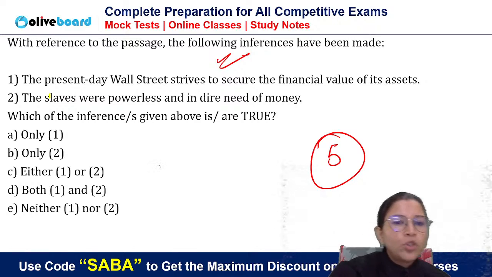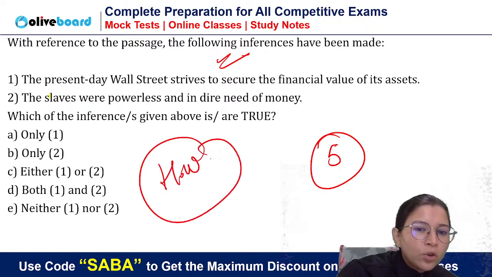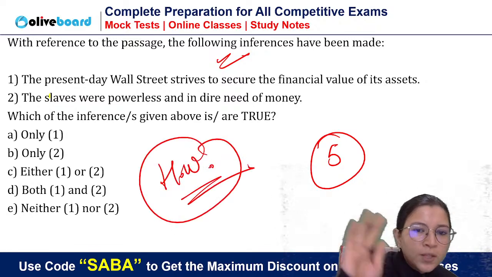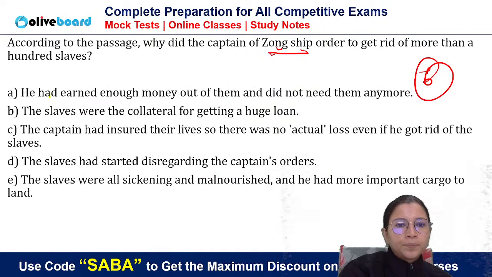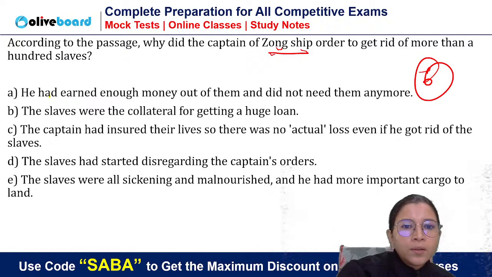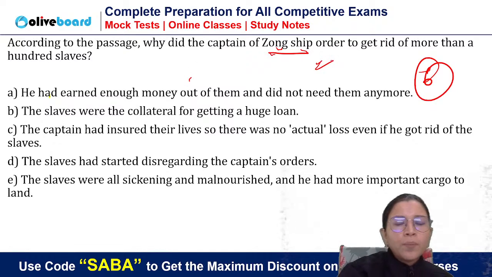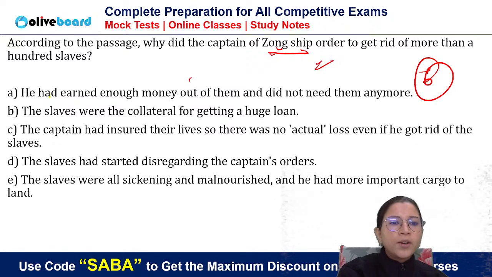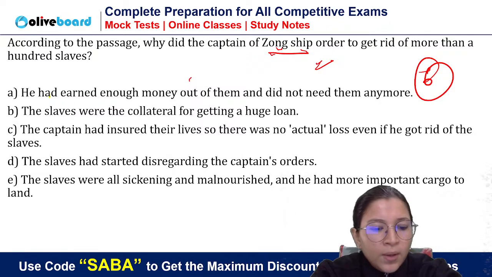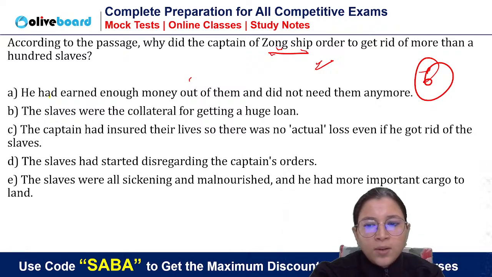The inference based question is homework. You all can do this because it is going to take time. Now, this one: why did the captain of the Zong ship order to get rid of more than 100 slaves? Inference is homework, guys. Now come to this.